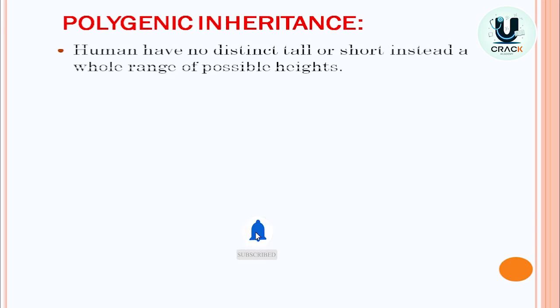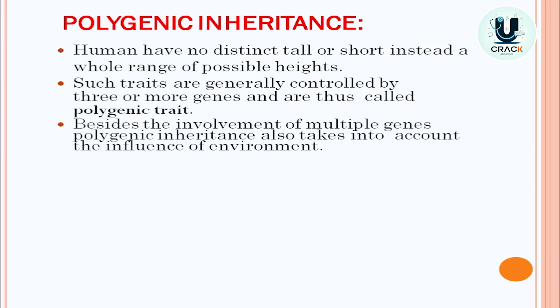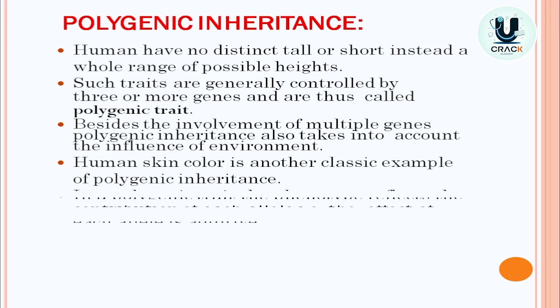Polygenic inheritance. Humans have no distinct tall or short, but instead a whole range of possible heights. It may vary depending on the parents. Such traits, generally controlled by three or more genes, are called polygenic traits. Besides the involvement of multiple genes, polygenic inheritance also takes into account the influence of the environment. Human skin color is another classical example of polygenic inheritance.